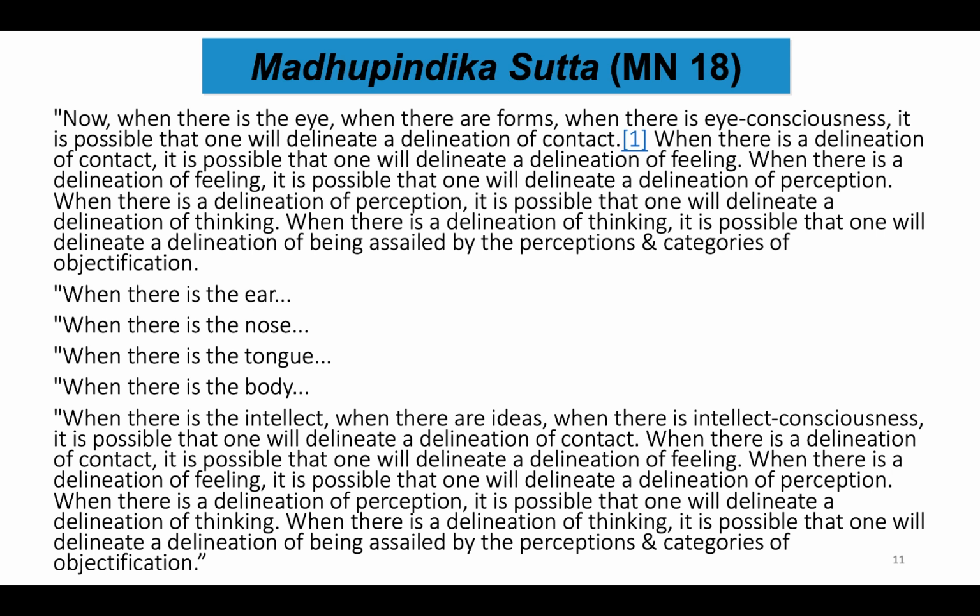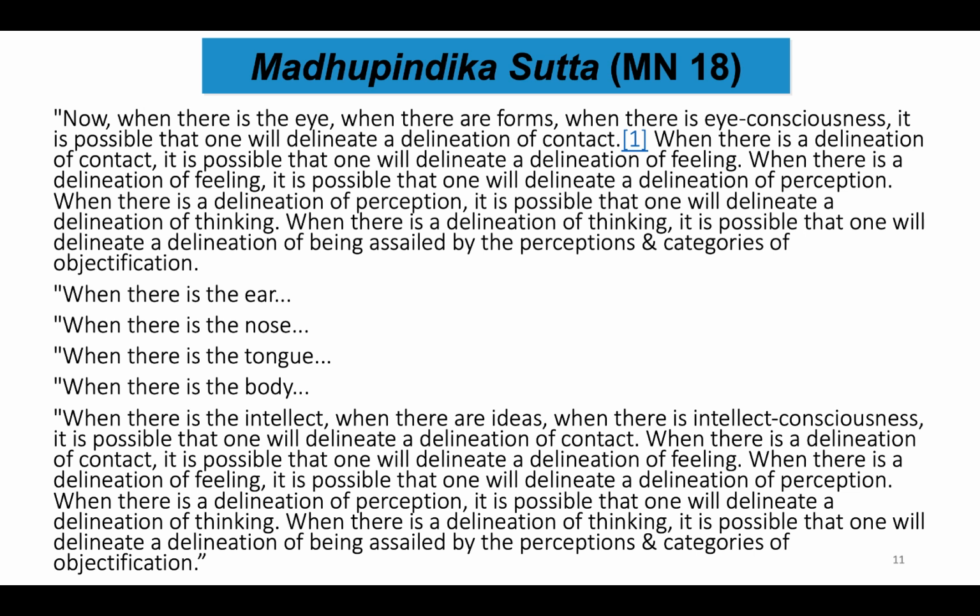Let's examine the corresponding steps of cognitive processes. The analysis of a sensory process in early Buddhist text is mapped from the Madhupindika Sutta. Madhupindika Sutta in Majjhima Nikaya expounds how the unskillful habit of the mind arises by introducing the cognitive path in a way that when there is the eye, when there are forms, when there is eye consciousness, it is possible that one will delineate a delineation of contact.